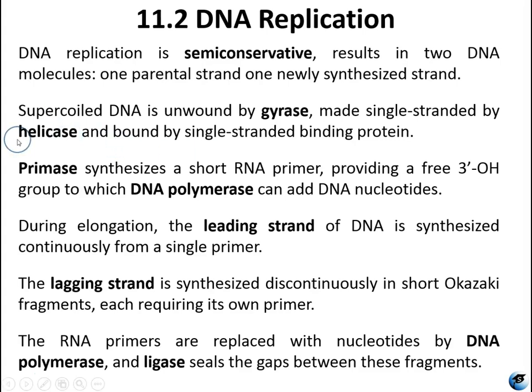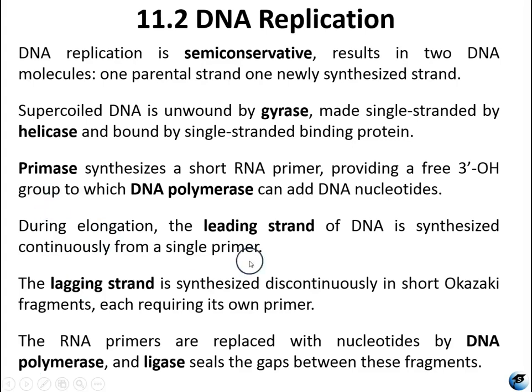Helicase is the enzyme that breaks the hydrogen bonds between the bases. Adenine, thymine, guanine, and cytosine, right? They're held together by hydrogen bonds. Helicase breaks those bonds. Primase is the one that makes the RNA primer that attaches. And then DNA polymerase is the enzyme that adds new nucleotide bases. And that process, adding the new nucleotides, is called elongation.